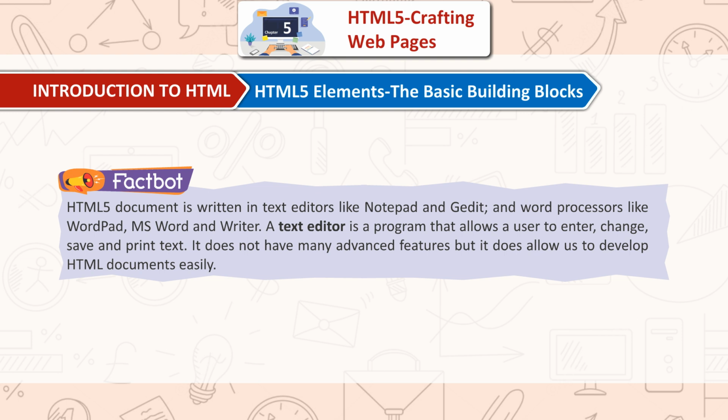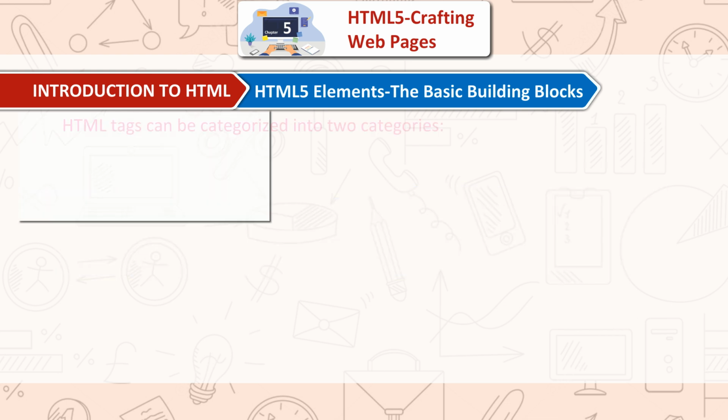FactBot: An HTML5 document is written in text editors like Notepad and Gedit, and word processors like WordPad, MS Word, and Writer. A text editor is a program that allows a user to enter, change, save, and print text. It does not have many advanced features, but it does allow us to develop HTML documents easily.